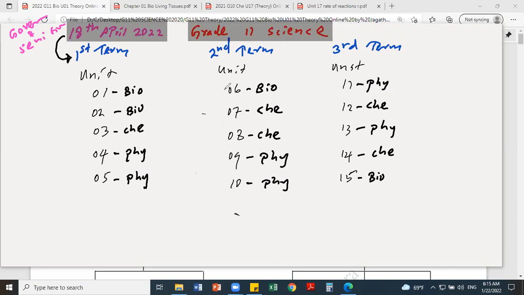Now you can see that in the second term only one of these is a biology lesson, and out of the 15 lessons only 4 are biology lessons. Everything else is chemistry and physics. Especially in the third term you are getting the hardest lessons. Unit 11, this 11th lesson, is electronics. So the hardest lessons under physics, electronics.